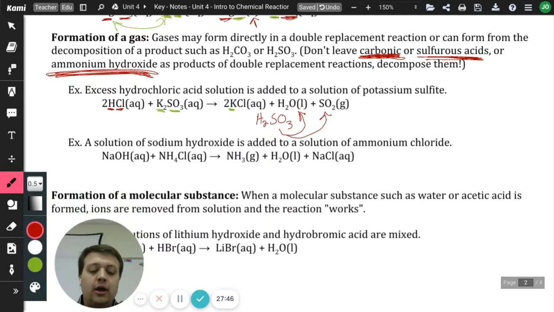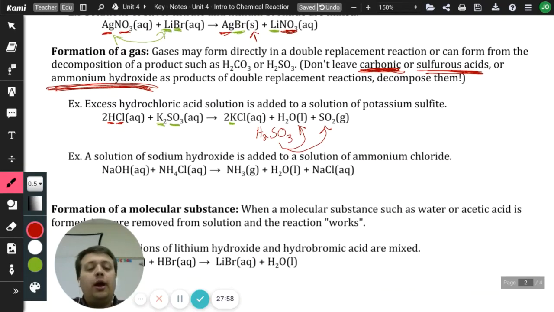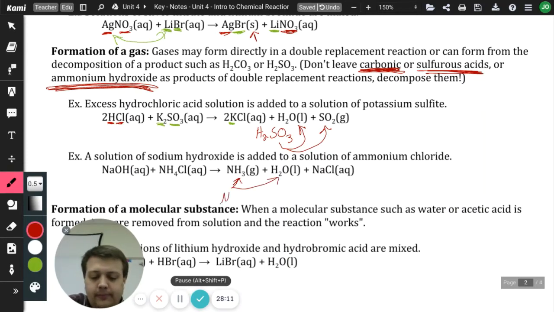So then let's look at this other reaction. It says a solution of sodium hydroxide is added to ammonium chloride. When we do that, we're going to produce ammonium hydroxide, right? But we've got to remember that ammonium hydroxide is going to break down into ammonia and water. So that ammonium hydroxide breaks down into the ammonia and the water.